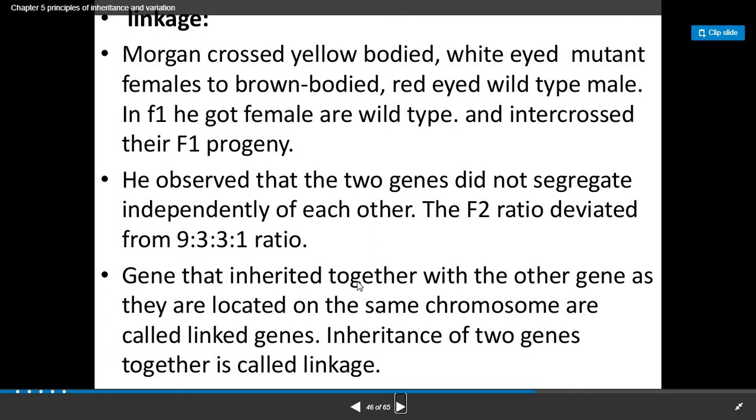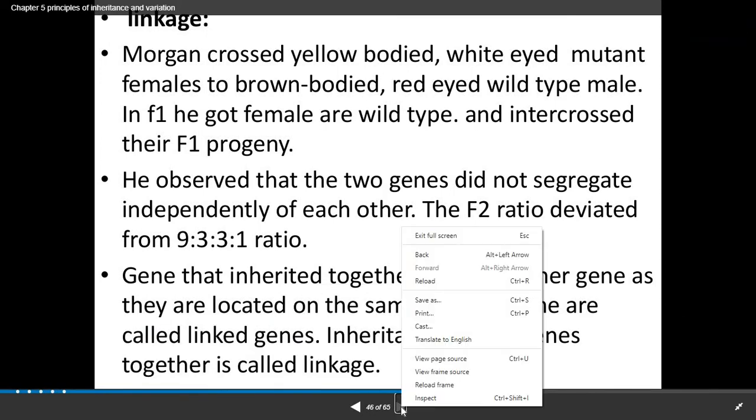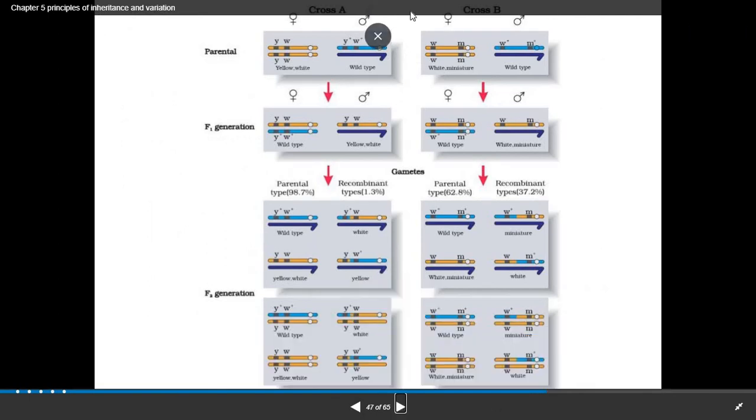Genes that are inherited together with other genes because they are located on the same chromosome are called linked genes. So students, I hope this definition of linked genes is clear to you: those genes that are inherited together and located on the same chromosome are known as linked genes. The inheritance of these two genes together is known as linkage. This picture is given in your NCERT textbook.